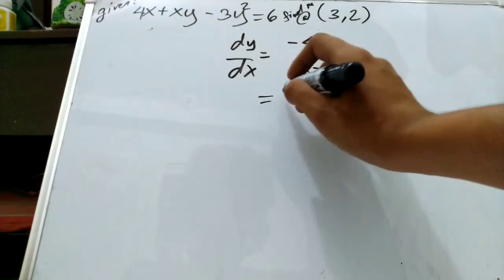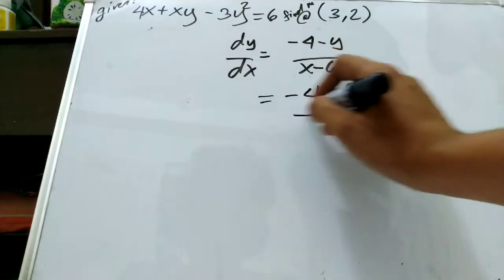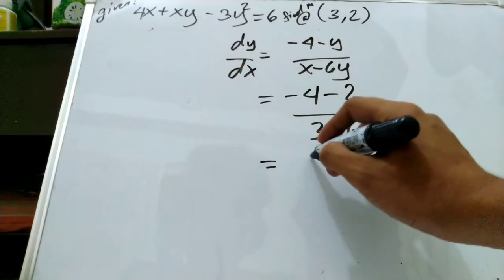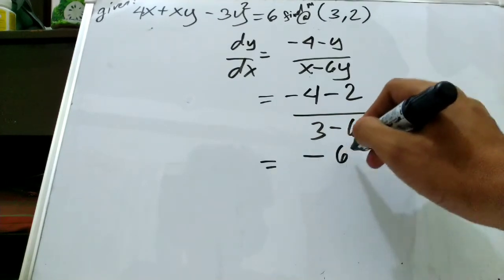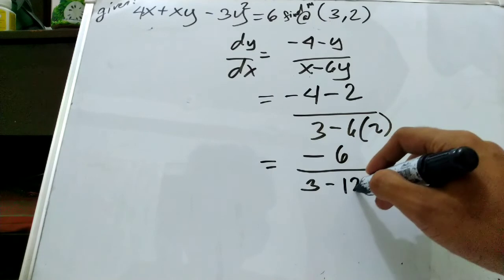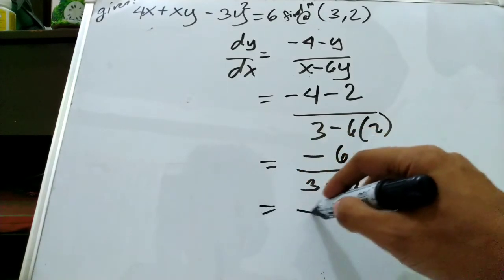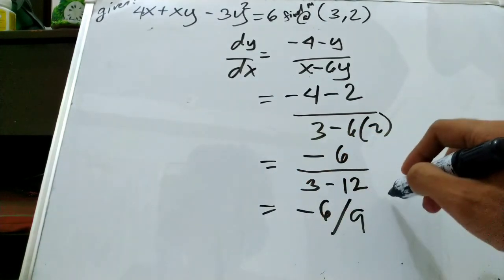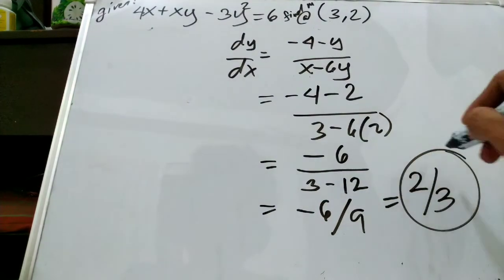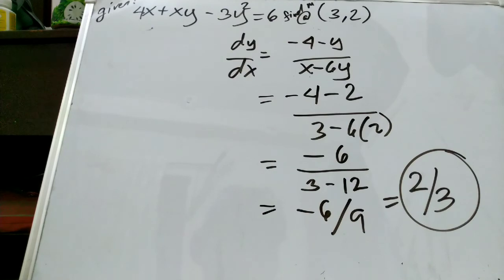So that would be negative 4 minus 2 all over 3 minus 6 times 2, which gives us negative 6 over 3 minus 12, which is basically negative 6 over negative 9, or 2/3. So the slope of the given equation at (3, 2) is 2/3.